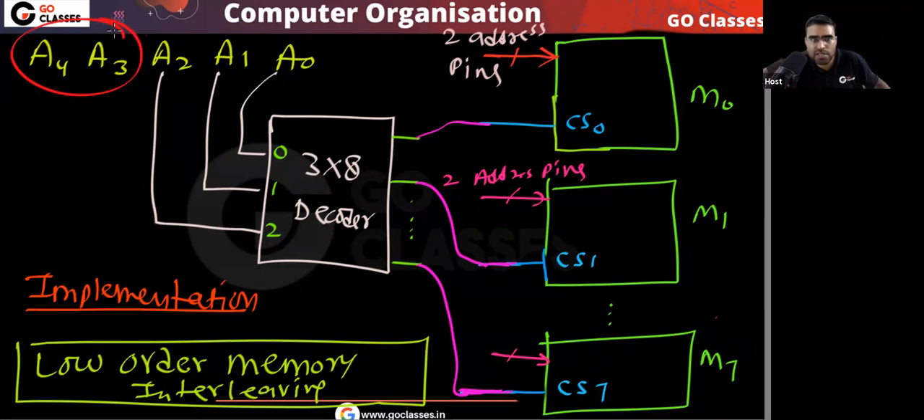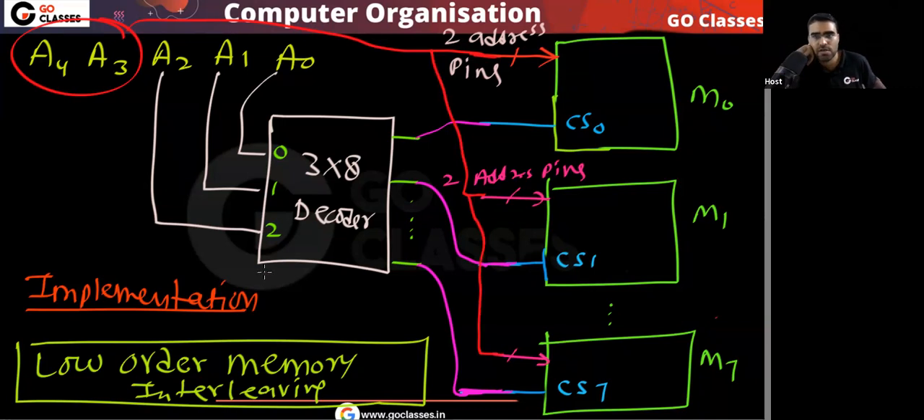So remember, these two are connected to these two address pins. Every chip has two address pins. Yes or no? So it will be connected to these address pins. So that's it. This is your complete implementation.